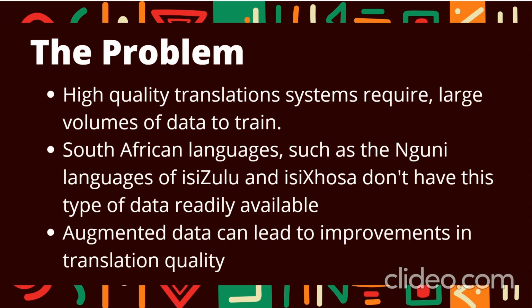Whilst machine translation quality has seen great improvements in recent times, high-quality translation systems require large volumes of parallel data to train. Parallel data is sentence-to-line bilingual text in both the source and target language of translation. Unfortunately, for South African languages such as the Nguni languages of IsiZulu and IsiXhosa, such volumes of parallel data are not readily available, leading to the question of whether it is possible to train machine translation systems on augmented data, leading to significant improvements in Nguni machine translation systems.